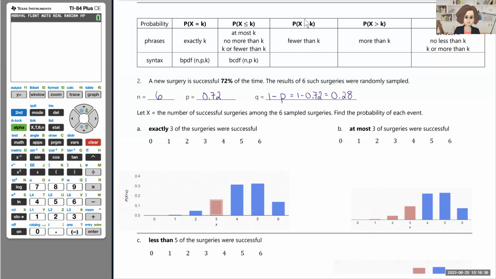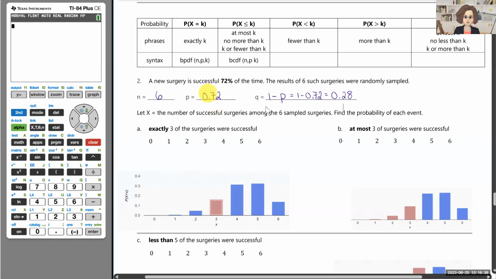So a 72% chance a surgery is successful. That would be a 28% chance it's not successful. All right, we don't need q right now, but we will come back to q in a bit. So let's go to our probabilities, where our random variable X is the number of successful surgeries among the 6 that were sampled. All right, so we're going to find the probability exactly 3 surgeries were successful.